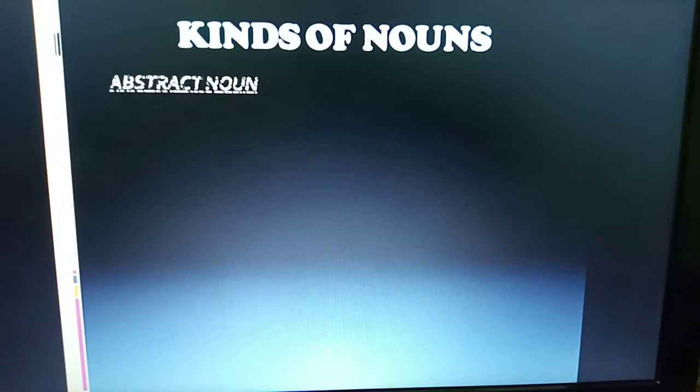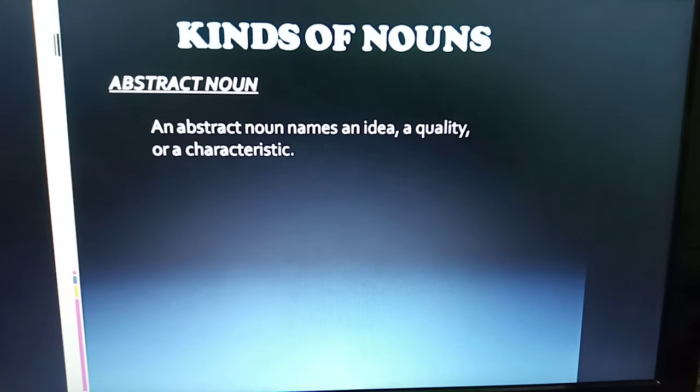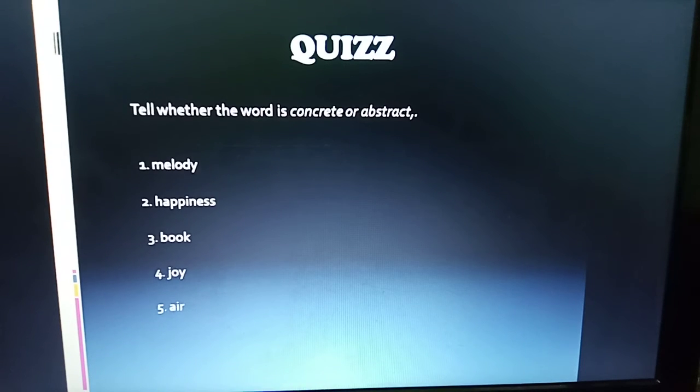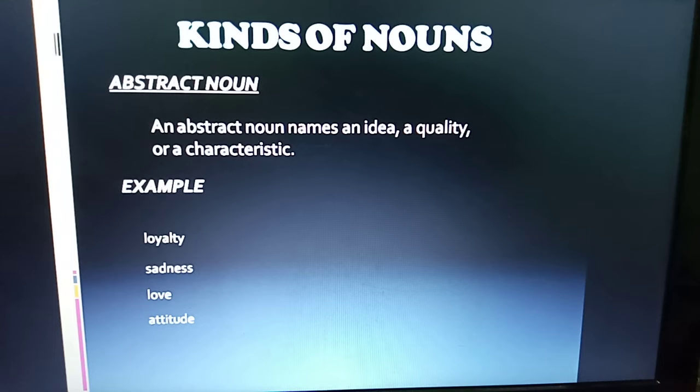But if we do not recognize it, that is abstract noun. Because abstract noun names an idea, a quality, or a characteristic. So, examples, we have attitude, loyalty, sadness, love. So, all those names that describe an idea or a quality or even a characteristic of a person or a thing, that is an abstract noun. All those ideas, that is abstract noun.